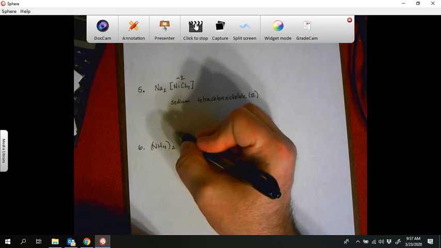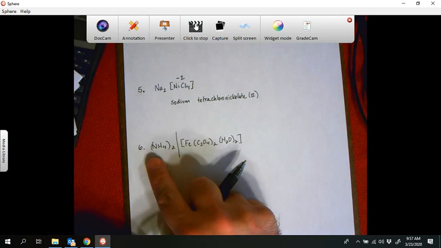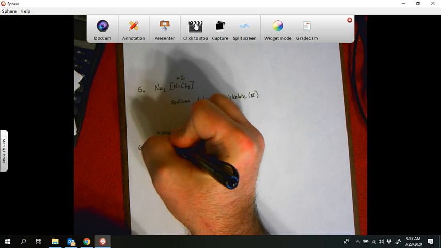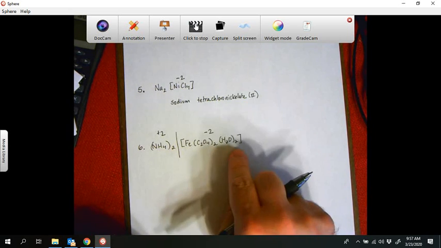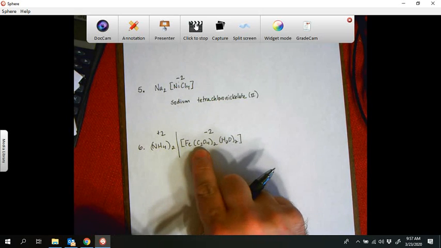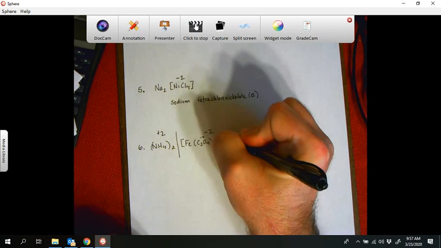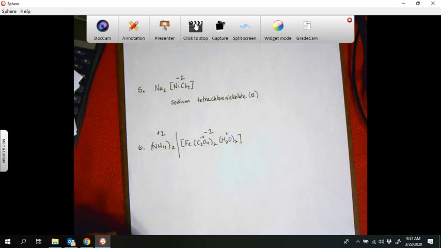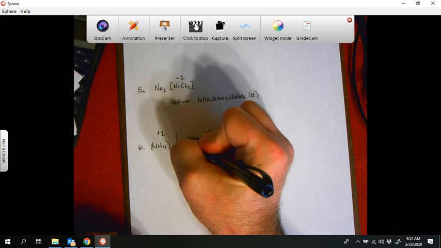So here again, we can separate it into cation and anion. This one is a polyatomic. So we have ammonium. And ammonium, if we look on our polyatomic list, is +1, and there's two of them. So this is +2, which means this whole big complex here has to be -2 total. Well, C2O4 is -2, and there's two of them, so that's -4. Water is neutral. So in order to give this whole thing a -2 charge, iron has to be +2.